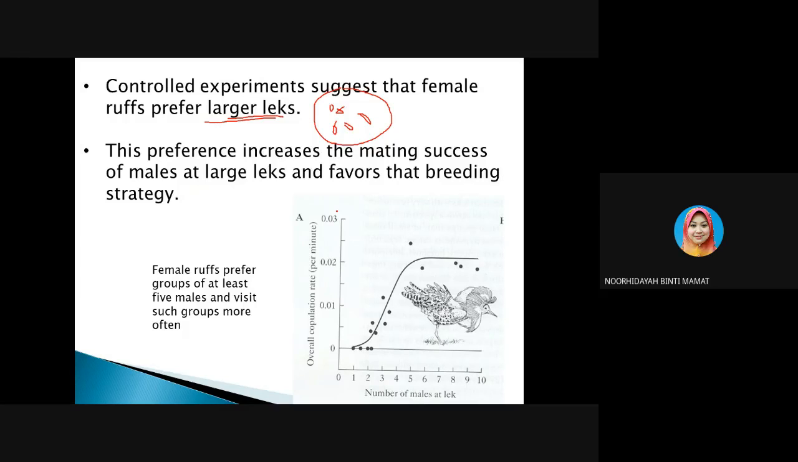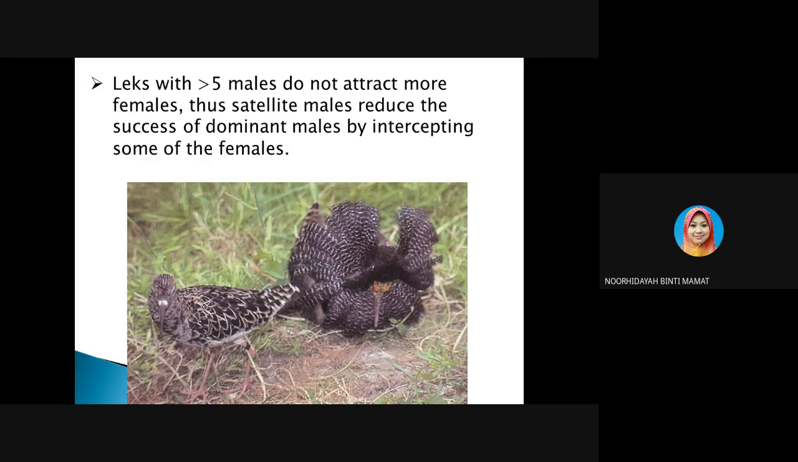The female ruff prefer groups of at least 5 males and visit such groups more often. So a larger lek actually has more than 5 males in one lek. Leks with fewer than 5 males do not attract more females. Thus they have satellite males. Just now we were talking about the subordinate males. So these are the satellite males.